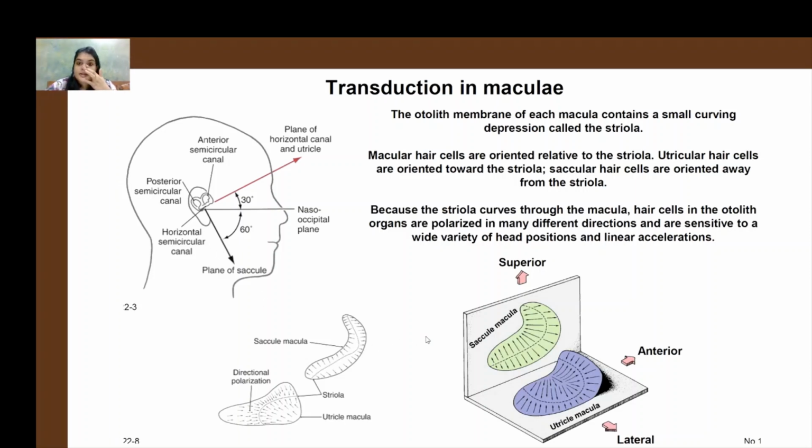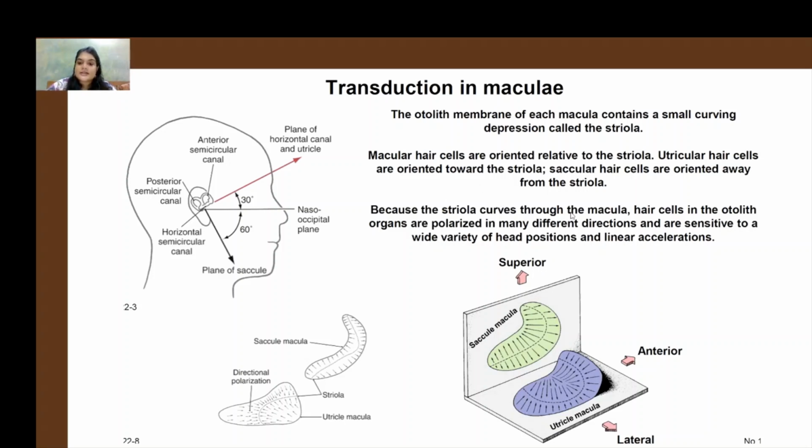In the otolith membrane, each macula contains a small curving depression called striaula. See, this is the striaula in the center. So macular hair cells are oriented relative to the striaula. Utricular hair cells are oriented towards the striaula. See, this is the utricle hair cell. The arrow denotes that they are oriented towards the striaula. Saccular hair cells are oriented away from the striaula, as the arrow mark shows.